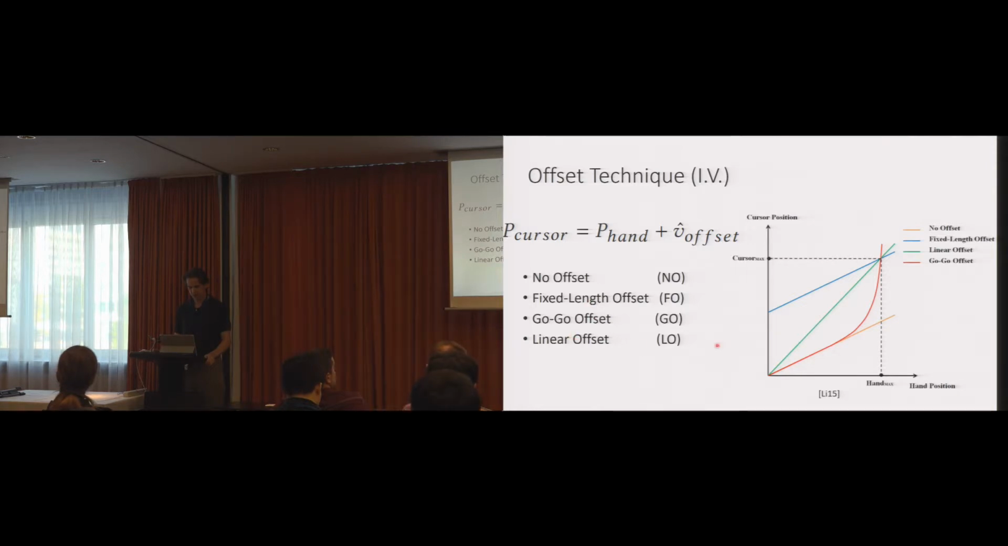And then in the linear offset condition, which was number 4, we just use a straight linear ramp. And then we calculate the parameters for these latter 3 techniques so that when your arm reaches your physical extent, the cursor is always reaching the same virtual extent. And obviously with no offset, you can't reach as far.